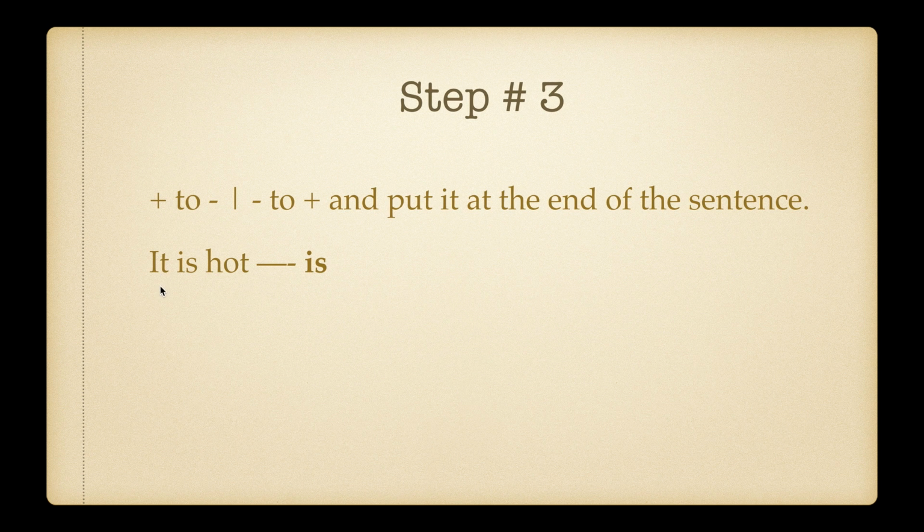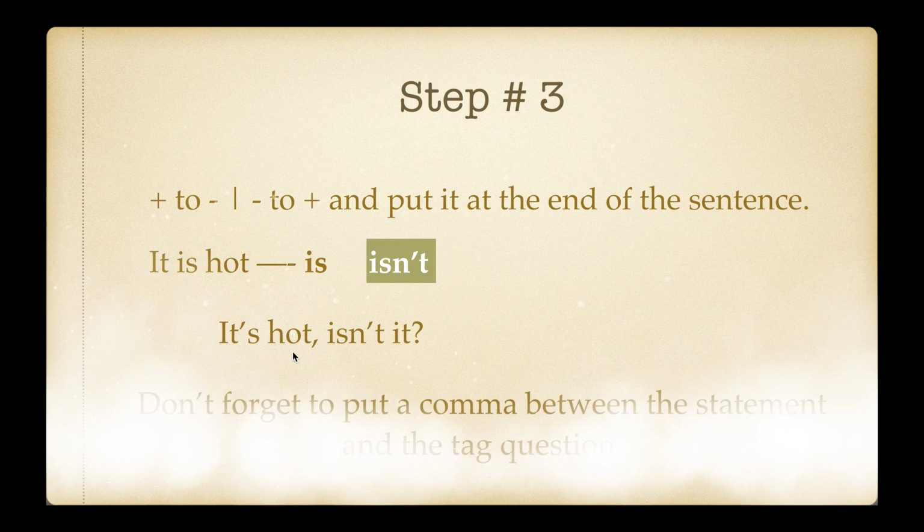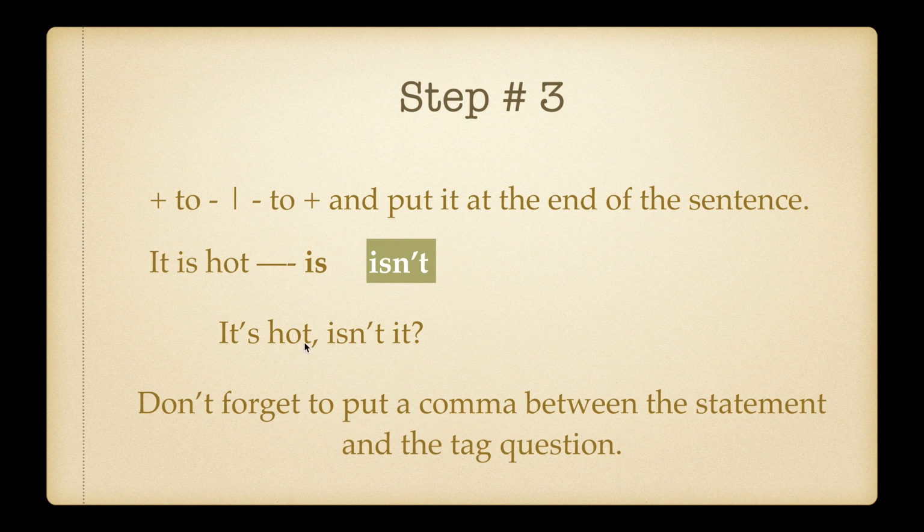So for example, the positive statement, it is hot. Where is the auxiliary verb? Right. Is it positive or negative? Positive. What's the negative? Isn't. Very good. So the tag question would be, it's hot, isn't it? Don't forget to put a comma between those statements, okay? Between the statement and the tag question.